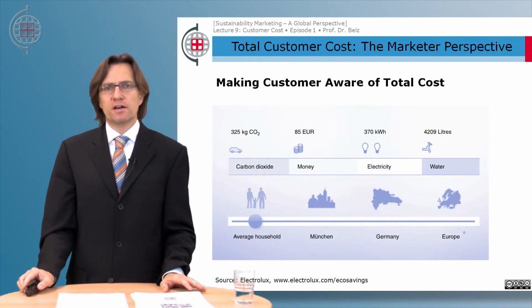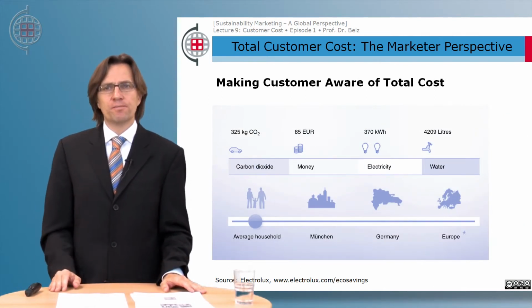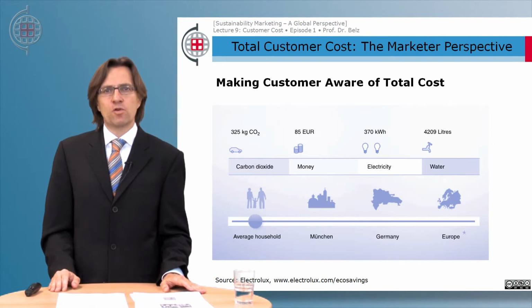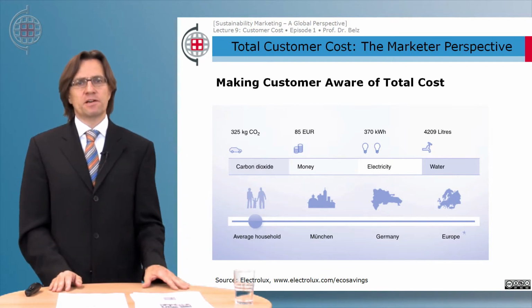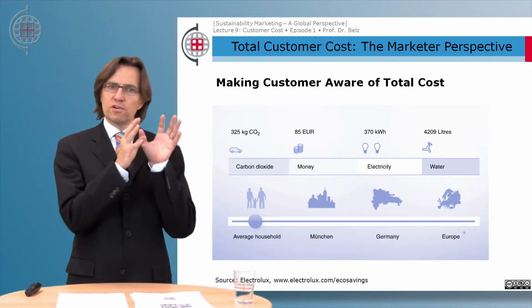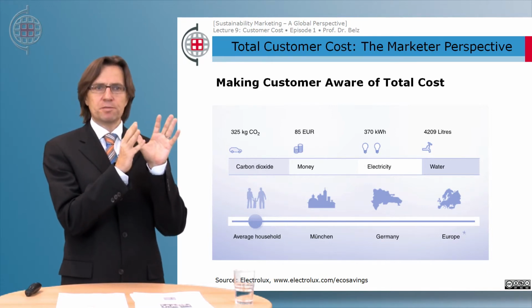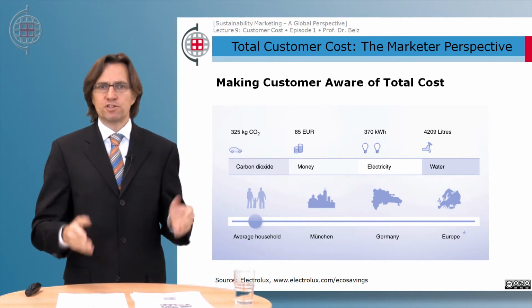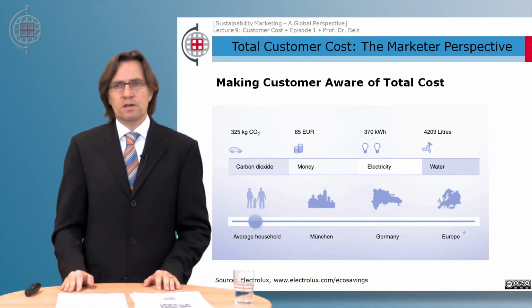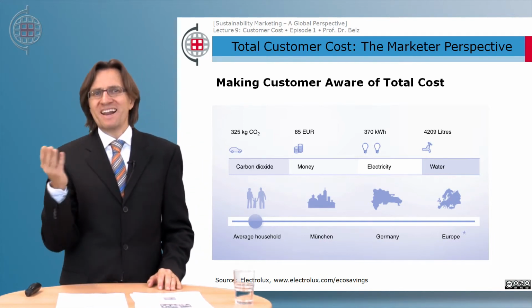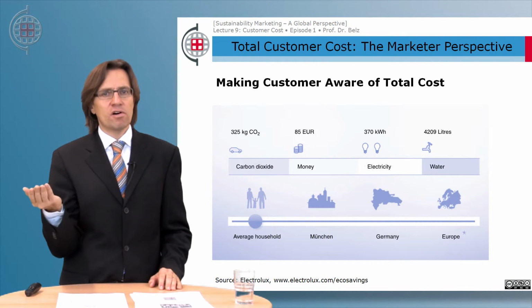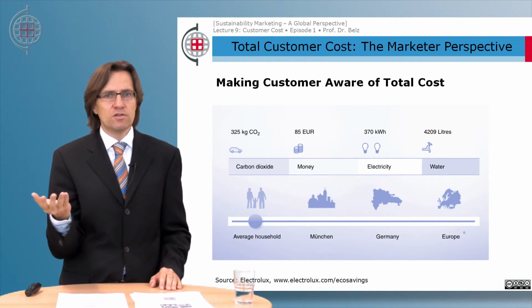An important task for sustainability marketers is to make customers aware of total cost. Often customers just have a look at the upfront cost, that is to say, the monetary price you pay when you purchase a product. They often neglect the total cost, especially including the use costs.